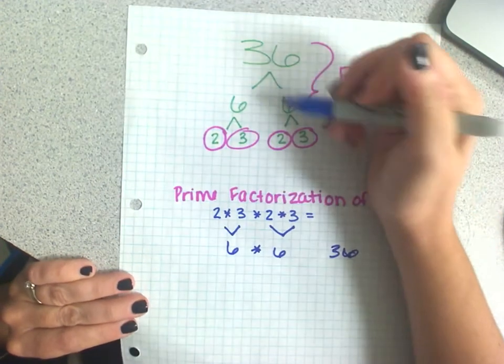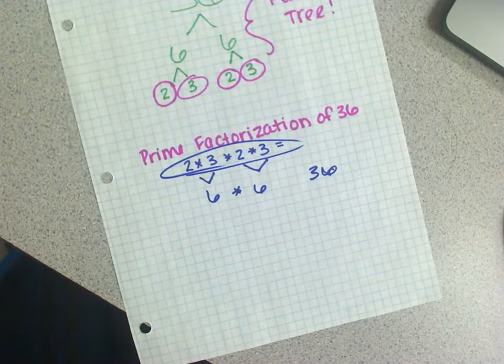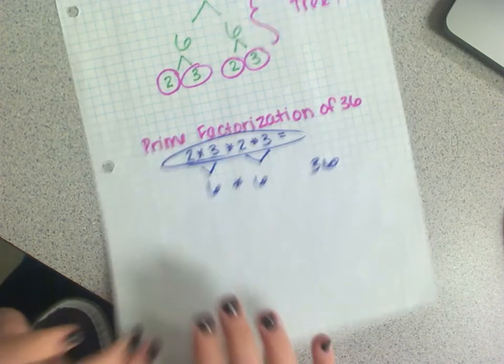Does it check out? Yep. So this is the correct prime factorization of 36. Let's try something else. Let's try another one. Let's find the prime factorization, and do this with me.